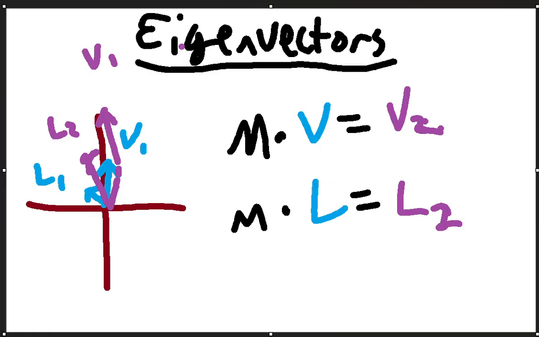Anyway, you might notice something important here. This vector changed its direction, because it used to point in this direction, and now it points in this direction. However, this vector did not. It used to point in this direction, and now, well, it still points in that same exact direction. Its direction does not change even after going through the matrix.